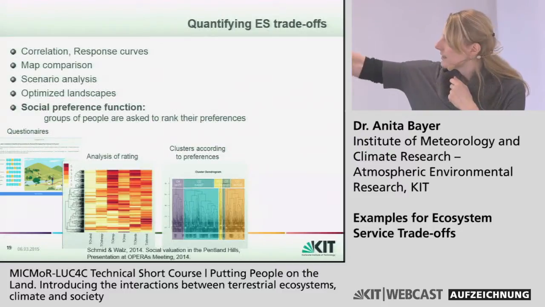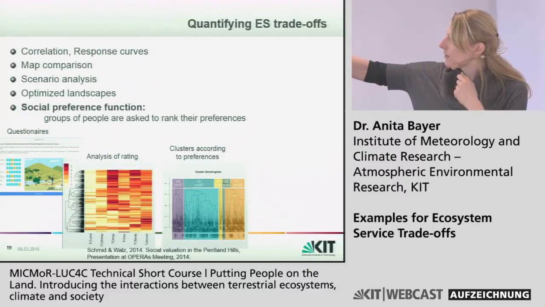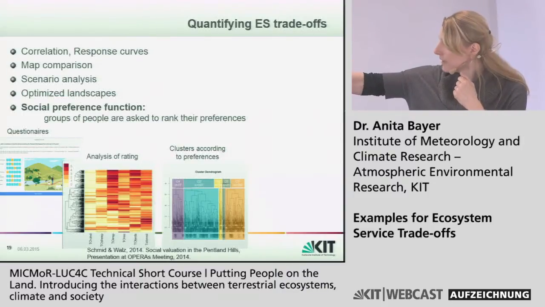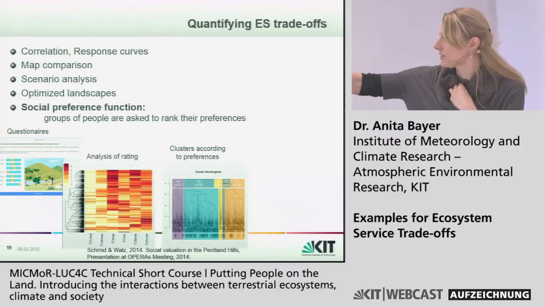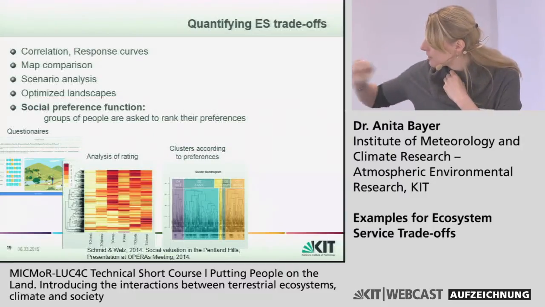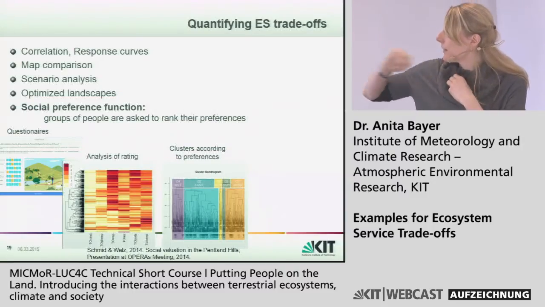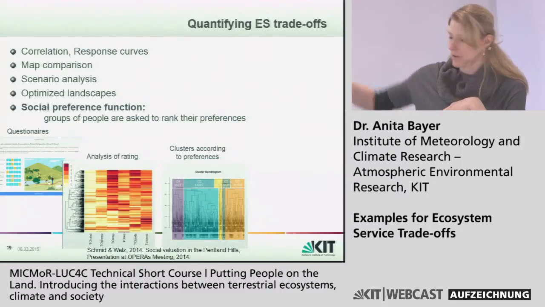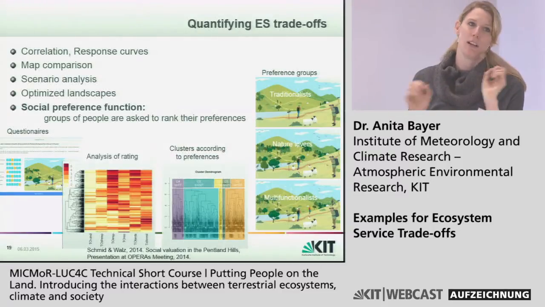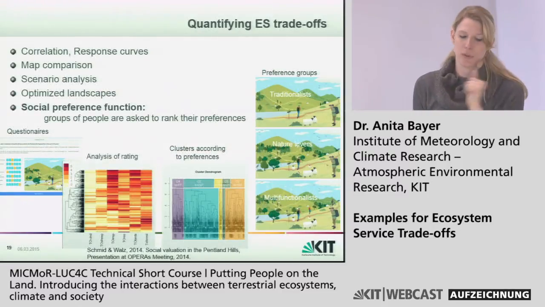In the end you did a rating, and every line here is actually one questionnaire, so one person that was asked. And already at the bottom you see that there are trade-offs that were hidden in the questions. For example here, trade-off wind, trade-off sheep, inspiration, recreation and birds. And according to the answers, the people are grouped into specific clusters, and these clusters in the end were translated into so-called preference groups.